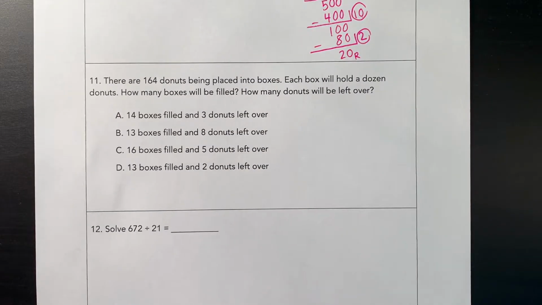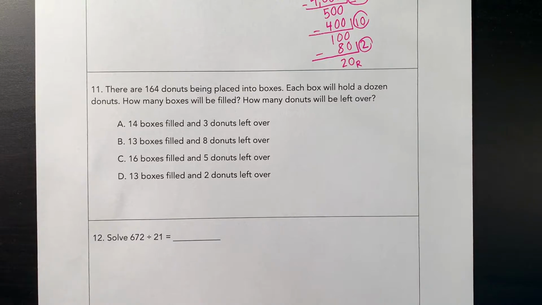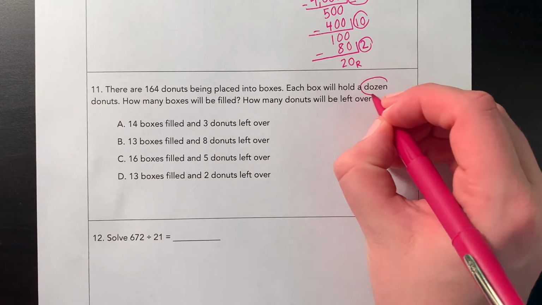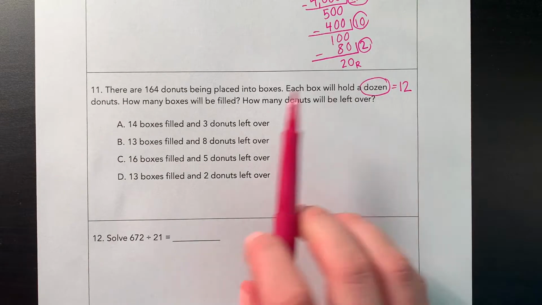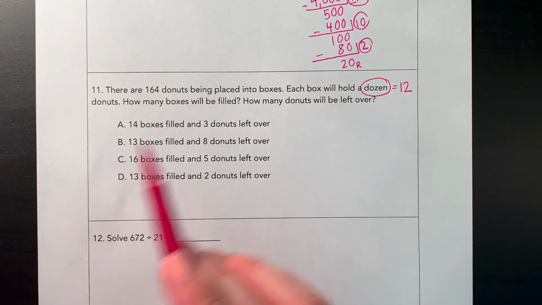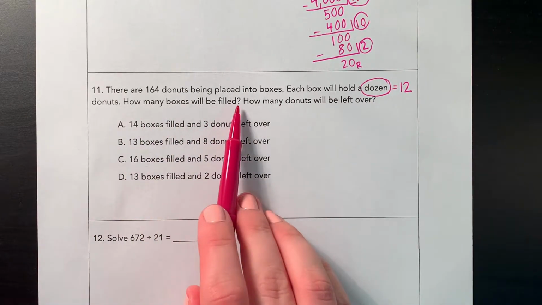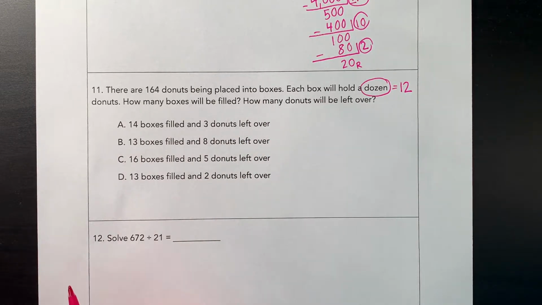Okay, so let's go down to 11. There are 164 donuts being placed into boxes. Each box will hold a dozen donuts. A dozen is equal to 12. So if each box holds a dozen donuts, they want to know how many boxes will be filled and how many donuts will be left over.